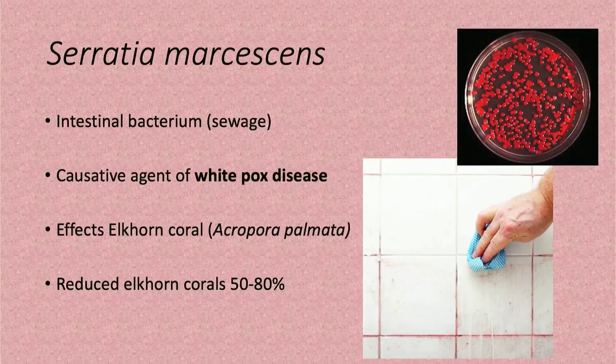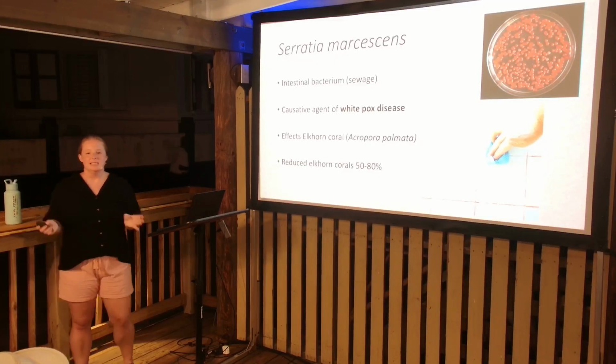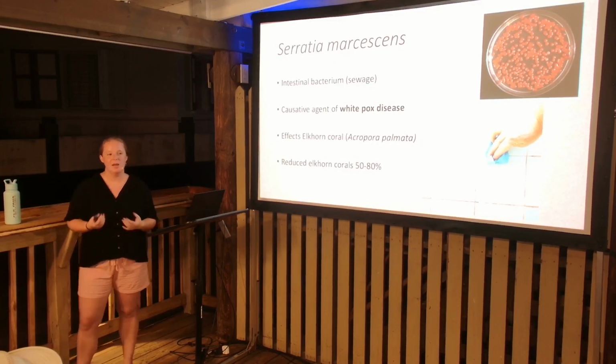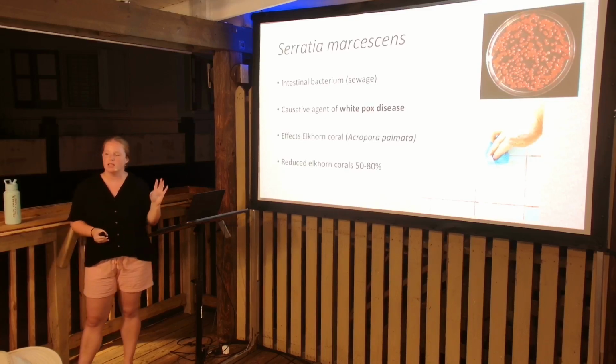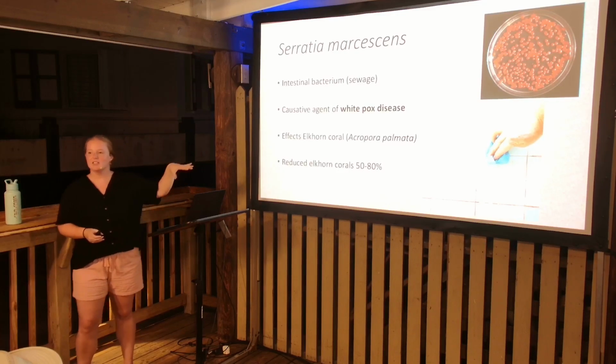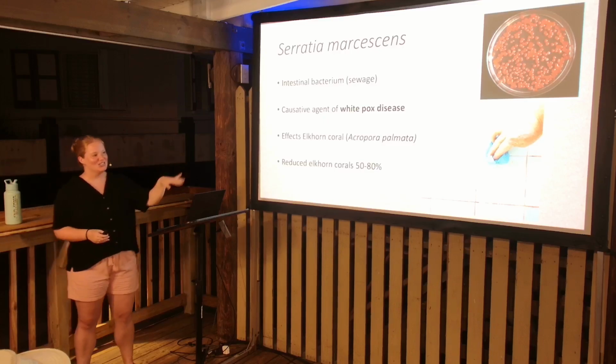So Serratia marcescens has a pretty interesting backstory. It's actually found in intestinal tracts. So we have Serratia marcescens in our gut along with other organisms, and it is generally found in sewage water. And if you ever get a little bit lazy in your cleaning habits, you might see something pink start growing in your showers. That is Serratia marcescens. So just a tip, maybe clean your showers a little bit more frequently. So it is found in our water along with our intestinal tracts.